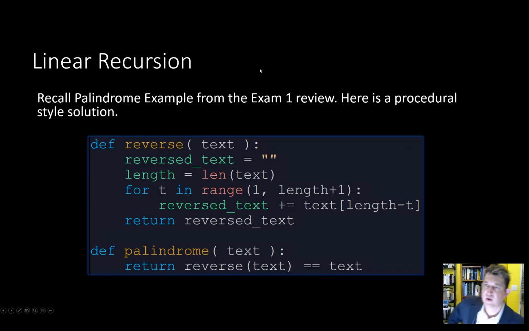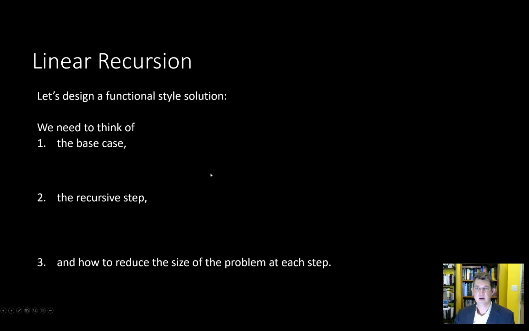Let's take a look at another example. This is from the Exam 1 review. We wrote a palindrome checker. A palindrome is a string that reads the same backwards and forwards. And our solution here was to first reverse the string and then just check to see whether the original string and the reversed string were the same. This is a procedural way of solving this problem. Let's take a look at a functional recursive way of solving the same problem.